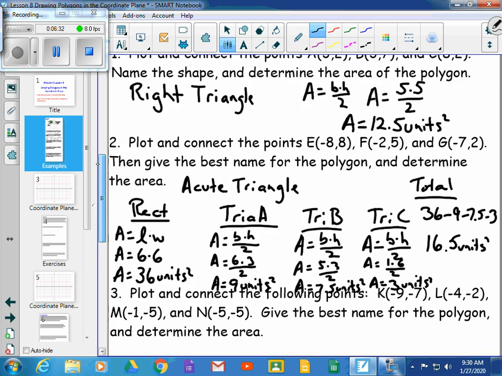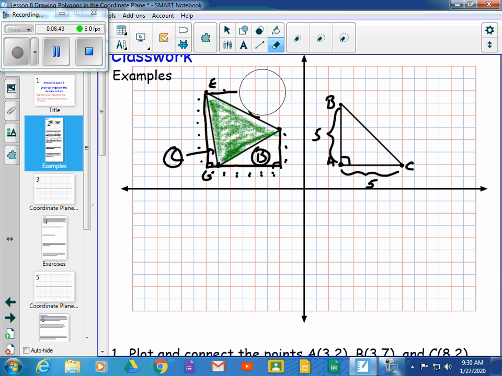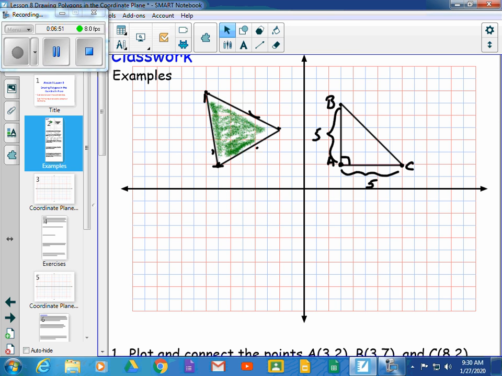So if you think about it, this entire rectangle that we have here is 36 square units. If we take away the area of triangle A and the area of triangle B and the area of triangle C, if you take those away, you're left with the area of the inside triangle.